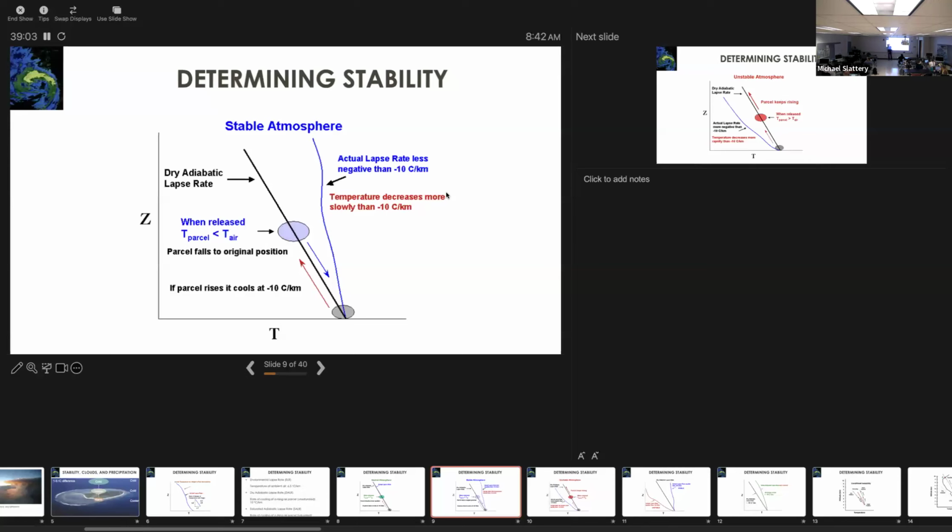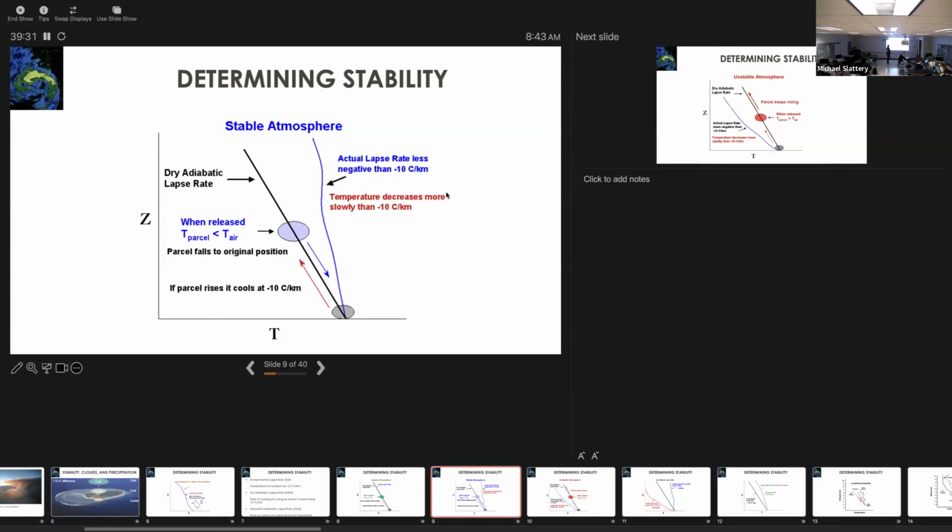Does that make sense? If the temperature in your parcel is less than the ambient air, what does the parcel do? It begins to sink back down, because it's colder than the surrounding environment, denser. That's a stable atmosphere. In other words, that atmosphere is not conducive to upward motion. Take your hand off the parcel and the parcel just begins to sink back down towards the surface. Okay?